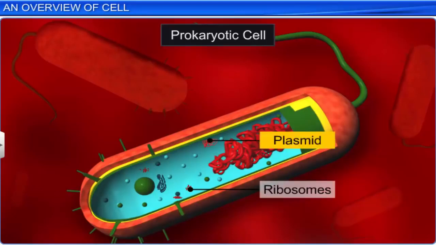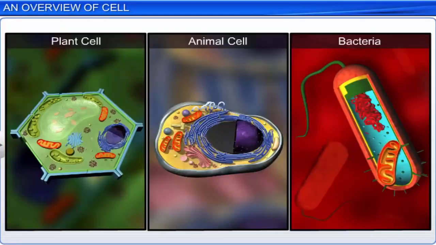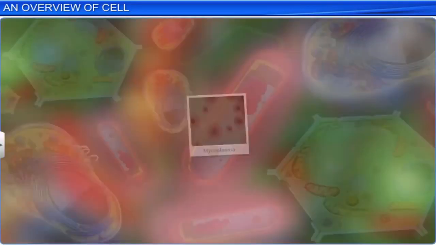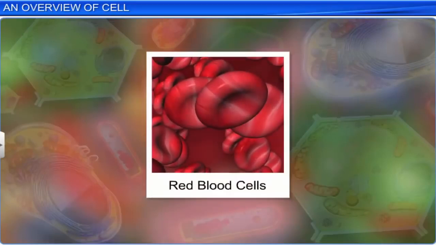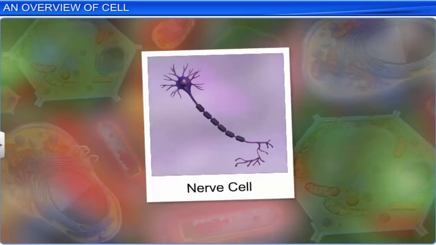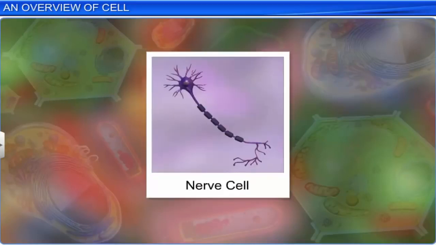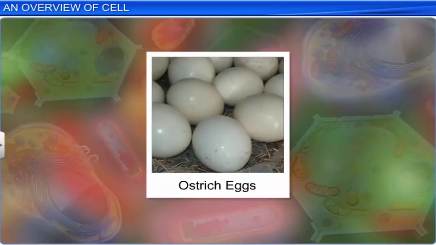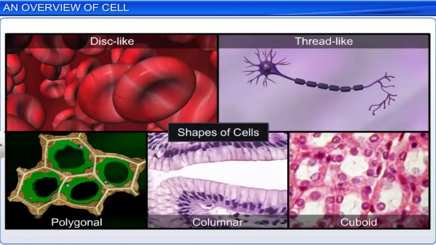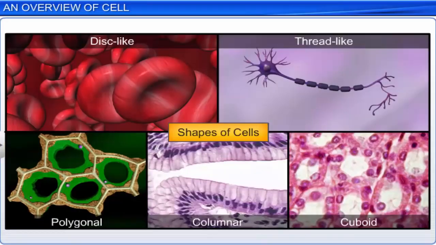Cells usually differ in size and shape. For instance, mycoplasma measure only 0.3 microns in length, whereas human red blood cells are about 7 microns in diameter and nerve cells measure around 4 to 100 microns. Amazingly, the ostrich egg is the largest isolated single cell, and it measures 17 to 19 centimeters in length and 14 to 15 centimeters in width. Moreover, the shapes of cells range from disc-like to thread-like and from polygonal to columnar and cuboid.